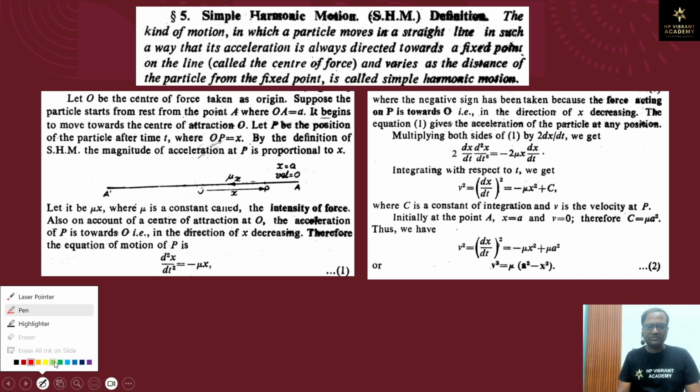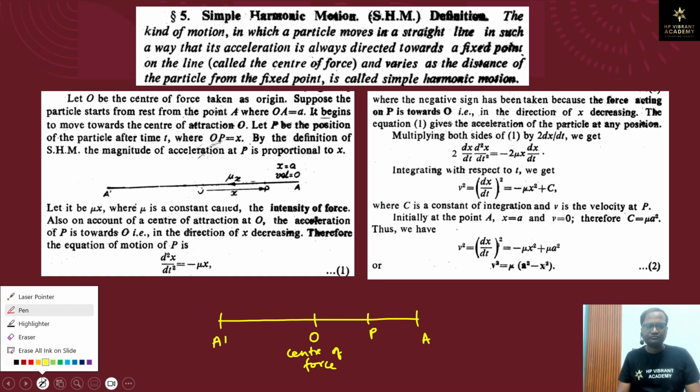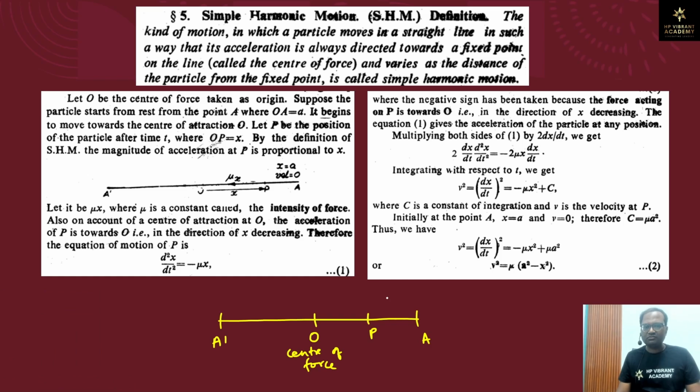Let us understand this with the help of a diagram. This is a straight line and we have the center of force as O. This is the center of force, and we have the extreme points as A and A dash. Let us consider a point P here. Let us consider the motion from A to O. In this particular direction, we are having a motion.